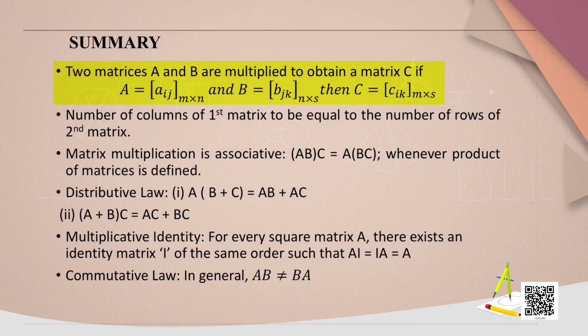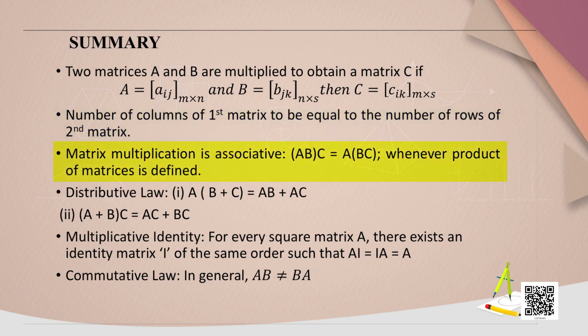So let us summarize whatever we have studied in this video session. Two matrices A and B are multiplied to obtain a third matrix C if A has order m by n and B has order n by s. Remember, this n has to be equal. Then you obtain a product matrix C of order m by s. The number of columns of the first matrix must be equal to the number of rows of the second matrix.